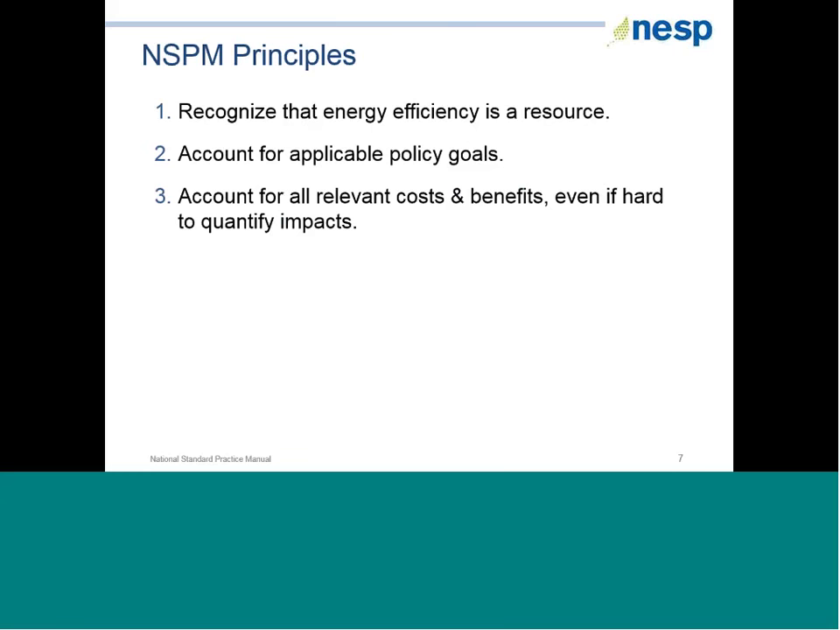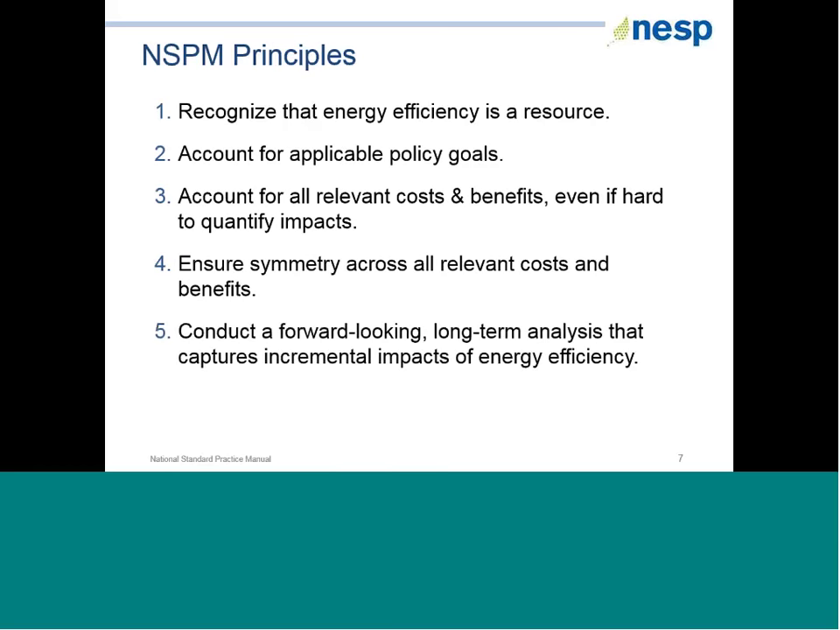Third principle, account for all relevant costs and benefits, even if they're hard to quantify. Concept there is there are many states out there where there's costs or benefits that are recognized, understood, but because the numbers are too uncertain or hard to come up with, they just ignore them. And our point is you can't do that, and we'll talk more later about how to come up with reasonable values. Fourth is to ensure symmetry across costs and benefits. We'll come back to that in a couple of ways.